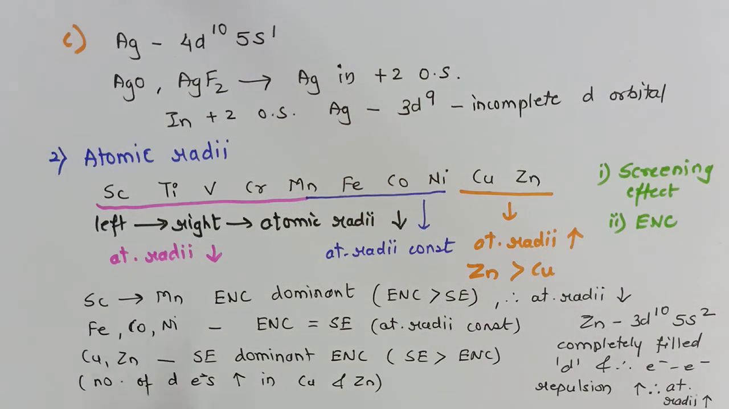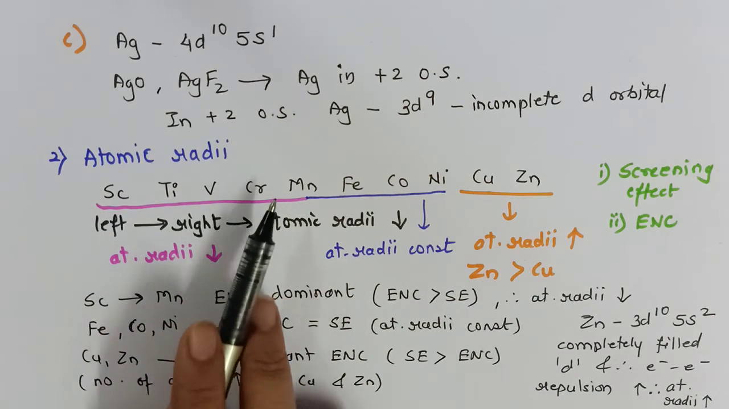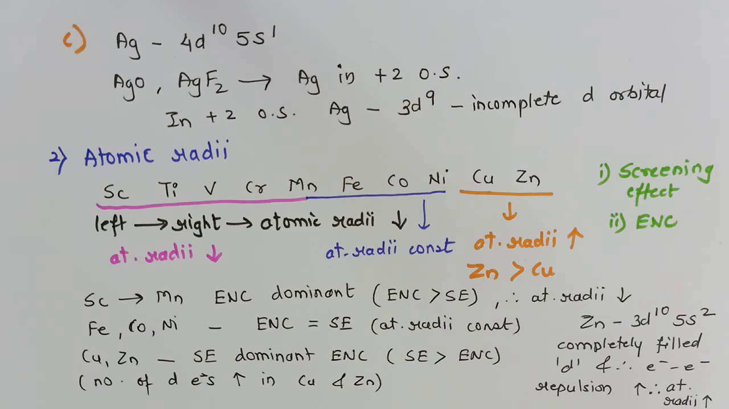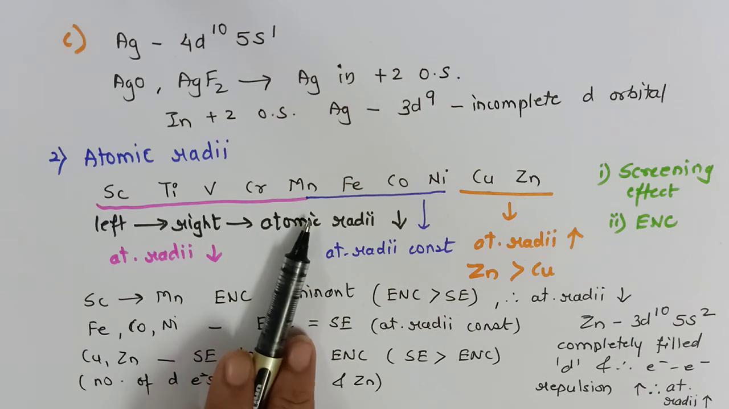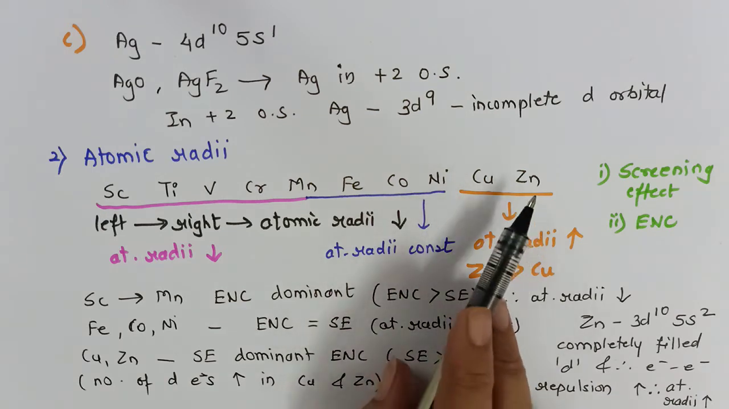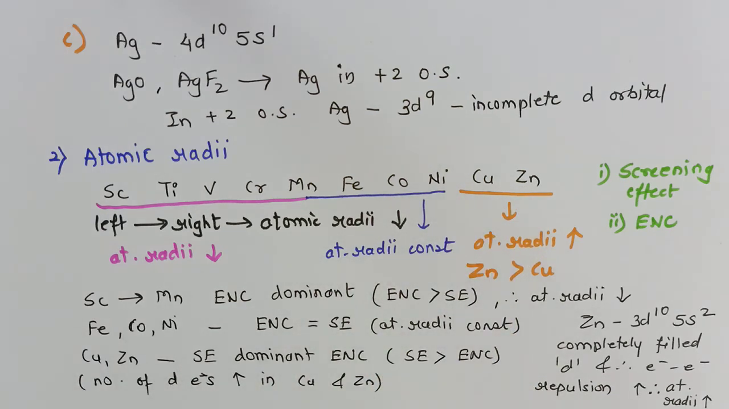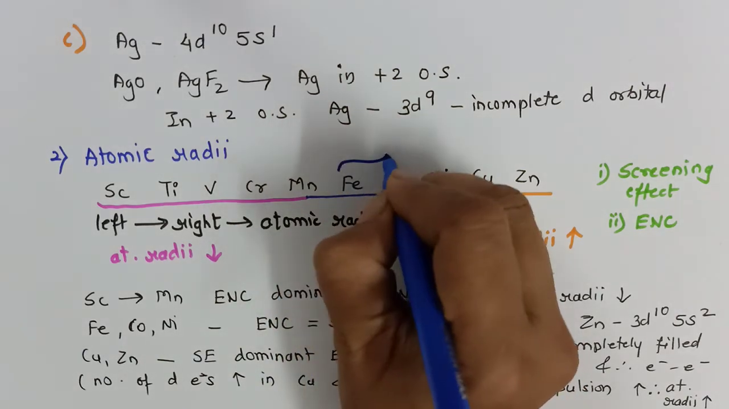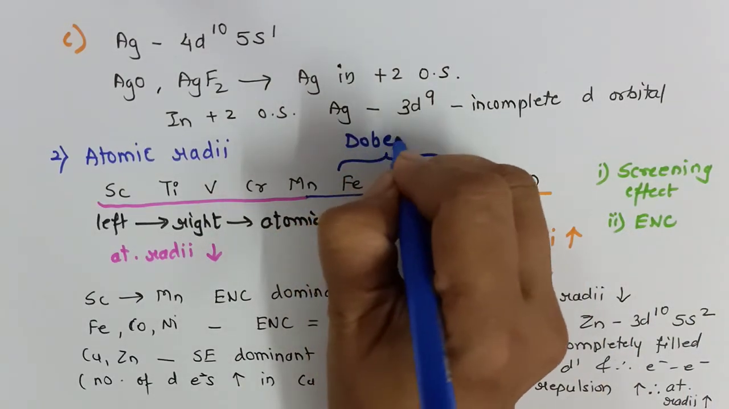So what we have seen is that at the starting of the first transition series, it follows the normal trend that atomic radii decreases with increase in atomic number, but when we come to the middle of the transition series, then atomic radii becomes near about constant, and when we reach the end of the period, here we are discussing n equal to 4, the fourth period, suddenly the atomic size increases due to electron repulsion in d orbital. Now one interesting thing about iron, cobalt and nickel: these make a Dobereiner triad.